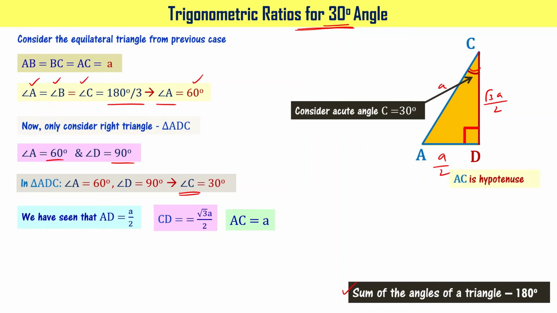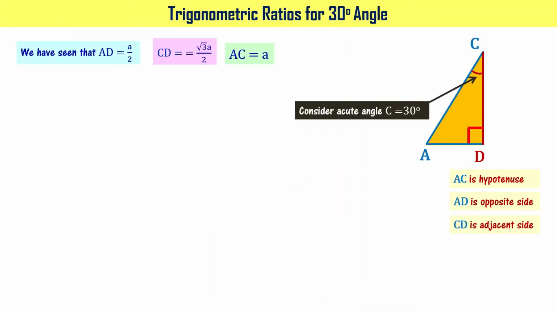For this particular triangle, AC is the hypotenuse, and for 30 degrees angle, the opposite side is going to be AD. Please note this. Opposite side is AD and adjacent side is CD, right? For 30 degrees angle, opposite side is AD and adjacent side is CD. CD is root 3 a by 2, and this is a units and this is a by 2 units, right? Now, we are going to write trigonometric ratios for 30 degrees angle.